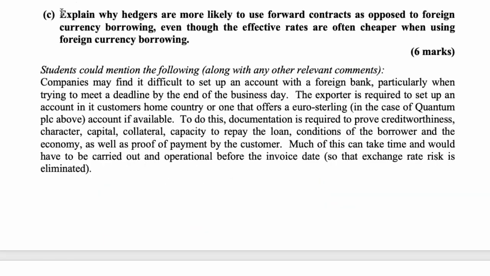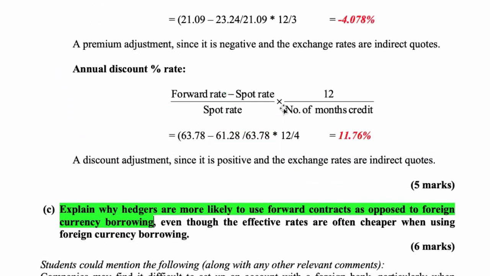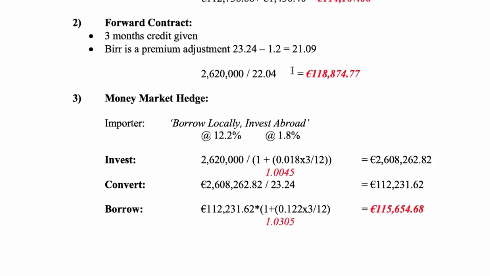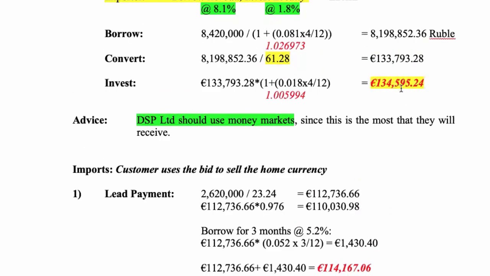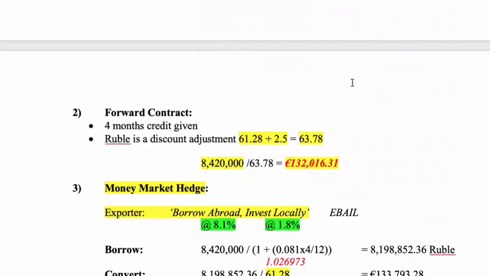We'll see this soon. Explain why they're more likely to use forward contracts as opposed to foreign currency borrowing, even though the rates are better with the foreign currency borrowing. And that's exactly what's happening in this question. The rate is better. We don't know what the actual rate is, but if you convert it into euro, looking at our answers, the rate is better because we're receiving the 134,500 for foreign currency borrowing compared to the forward contract and compared to the lead payment.